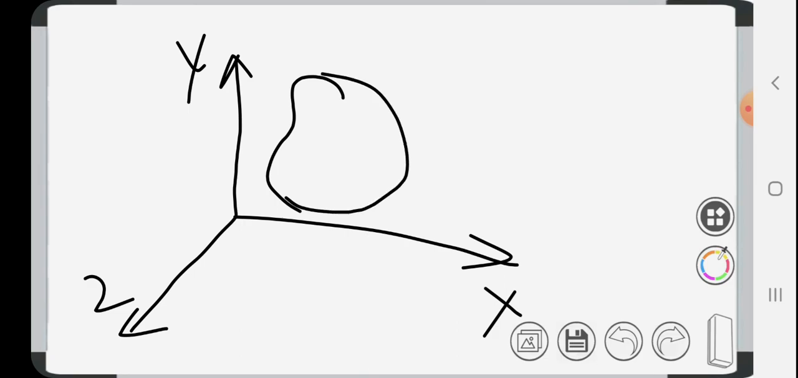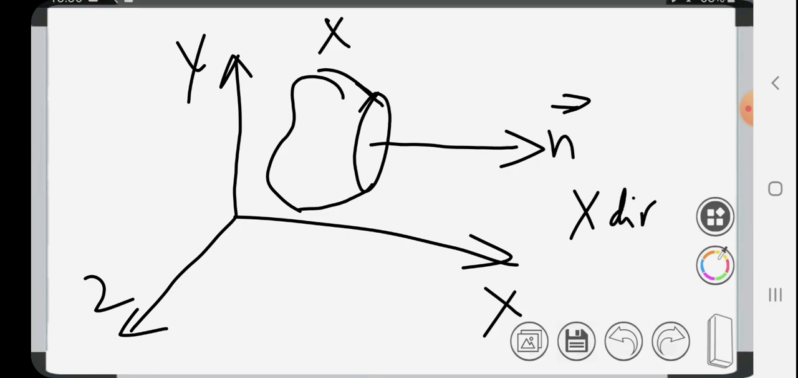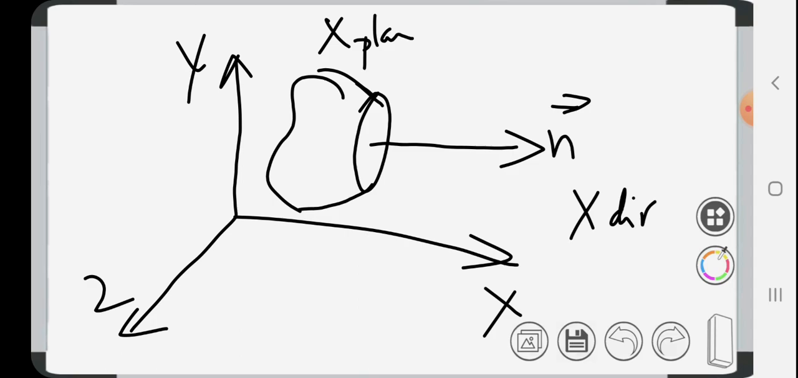Okay. Suppose I am cutting this body with an x plane, because the outward normal is parallel to x. So what will happen? This body will be cut in an x plane. So the normal to this plane, the n vector, will be parallel to the x direction, right? So this will be an x plane cut.